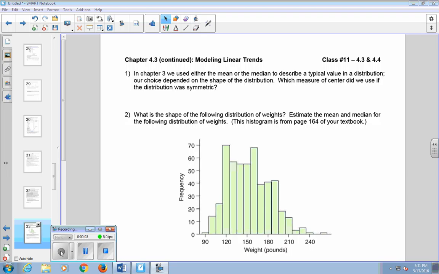Okay, this is chapter 4.3. It's really part 2. We're continuing to look at modeling linear trends. So in chapter 3, we used either the mean or the median to describe a typical value in a distribution. Our choice depended on the shape of the distribution.